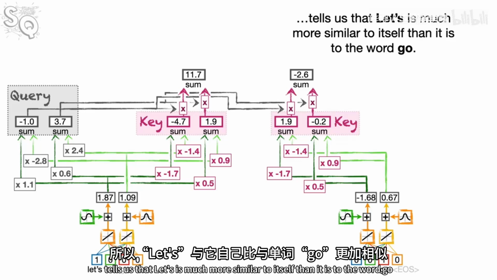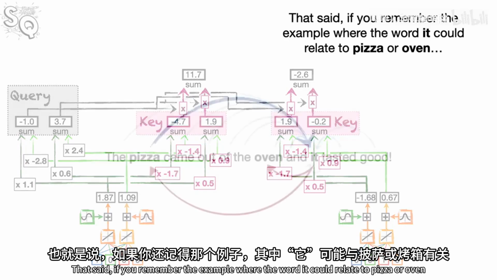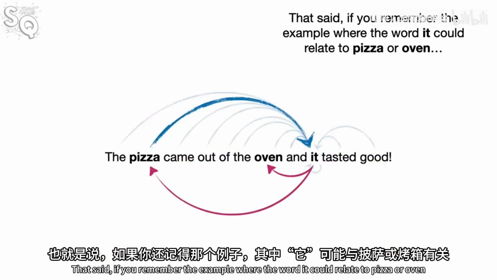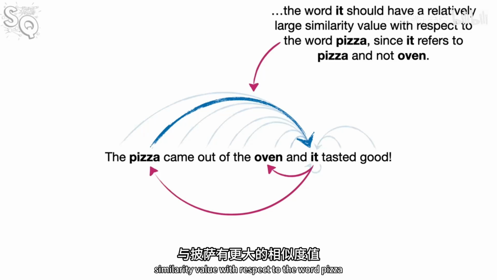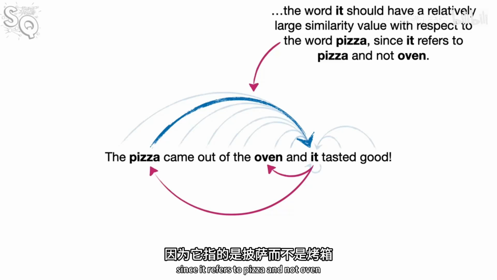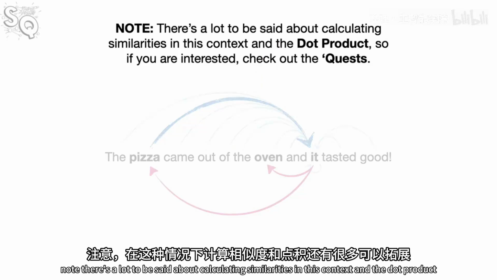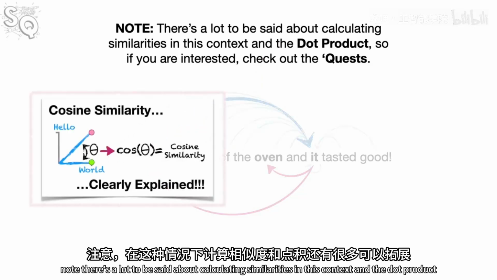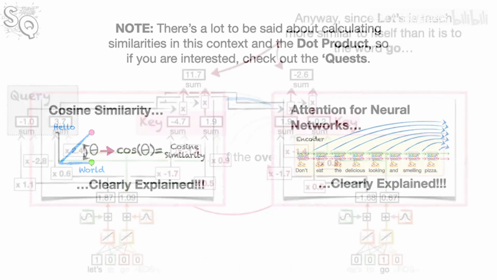That said, if you remember the example where the word it could relate to pizza or oven, the word it should have a relatively large similarity value with respect to the word pizza, since it refers to pizza and not oven. Note, there's a lot to be said about calculating similarities in this context and the dot product, so if you're interested, check out the quests.